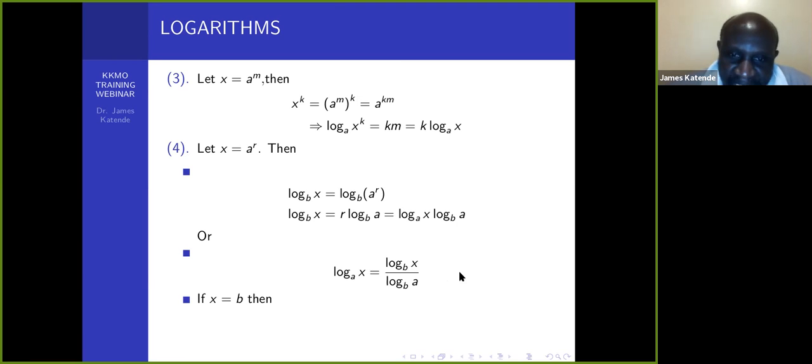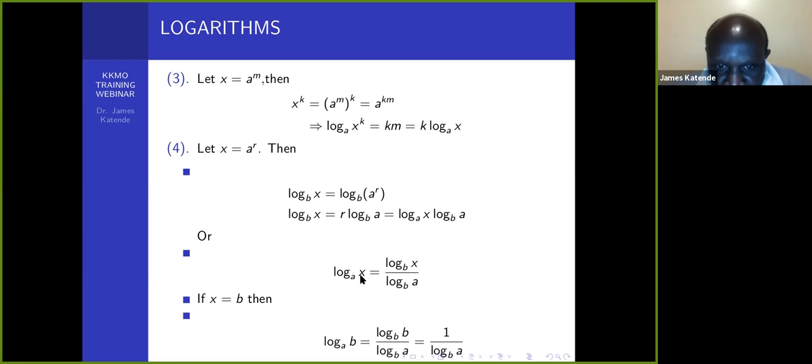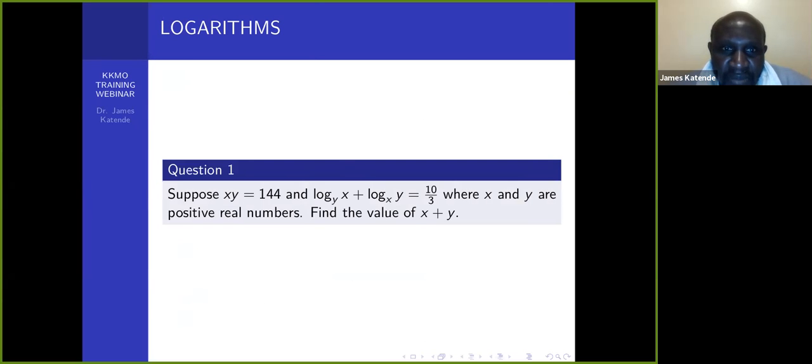So in the special case where x is equal to b, you end up with this formula where log base a of b is equal to log base b of b over log base b of a. And log base b of b must be 1, so we can just write this as 1 over log base b of a. So all these properties will come in handy as we go through the problems.